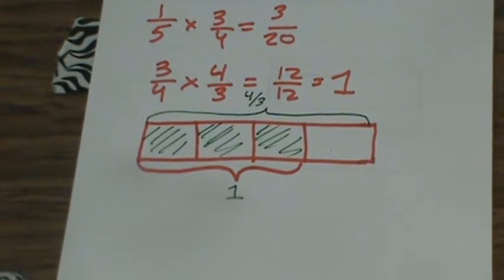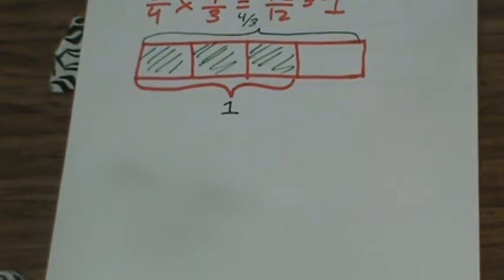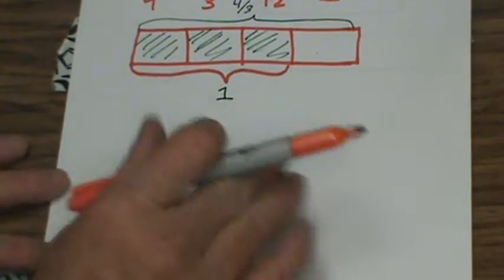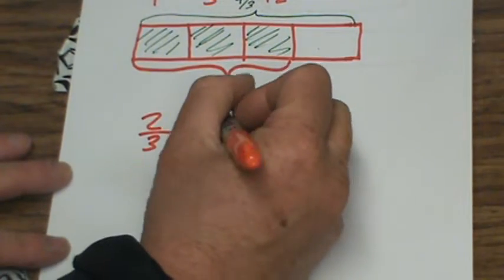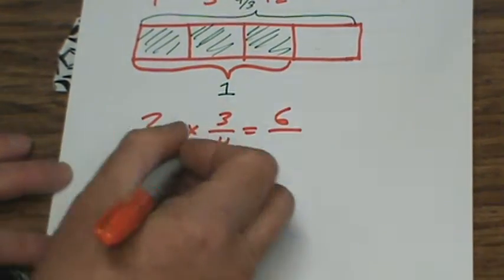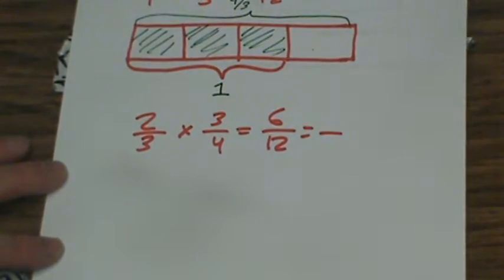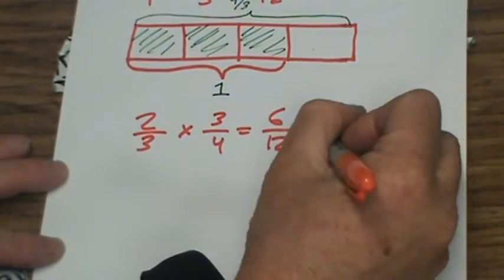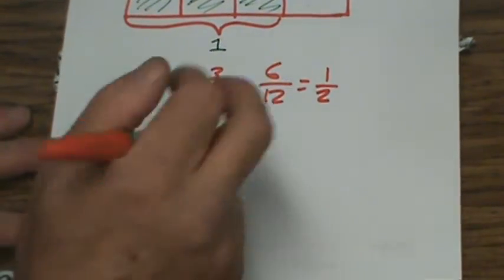We're going to do a few more before we continue on. If you need more room, just flip that page. We'll do 2/3 times 3/4. 2 times 3 is 6. 3 times 4 is 12. And what can we simplify that to? Think about it. You can divide 6 by 6, you get 1, and 12 by 6, you get 2, so it would be 1/2. 2/3 of 3/4 is indeed 1/2.